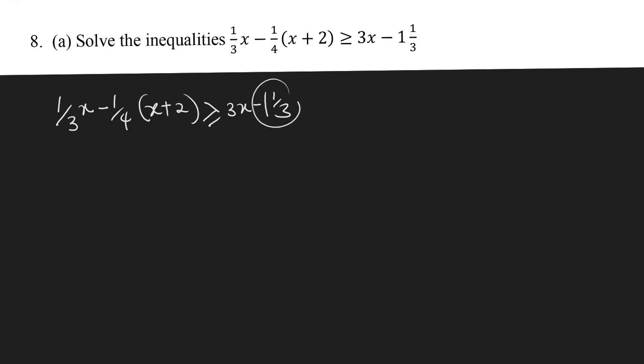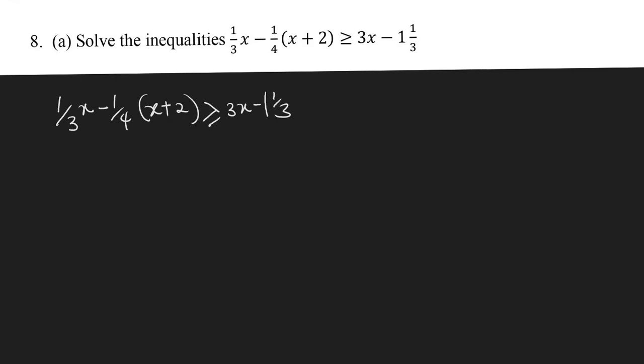Alright, question 8 says: solve the inequality 1/3 x minus 1/4 (x + 2) is greater than or equal to 3x minus 1 whole number 1/3. So the first thing to do is to check if there's any mixed fraction, then we'll convert it to an improper fraction, in which this is one.